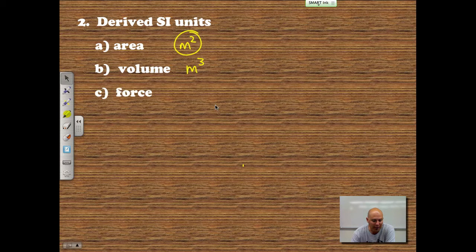The third derived unit is force. And again, if you know your freshman science or physics, force is mass times acceleration. Mass is in kilograms or grams. Acceleration is in meters per second squared. So the formula for force is derived from the base units. We're going to use a unit, though, called the Newton. So again, named after Isaac Newton, the Newton.